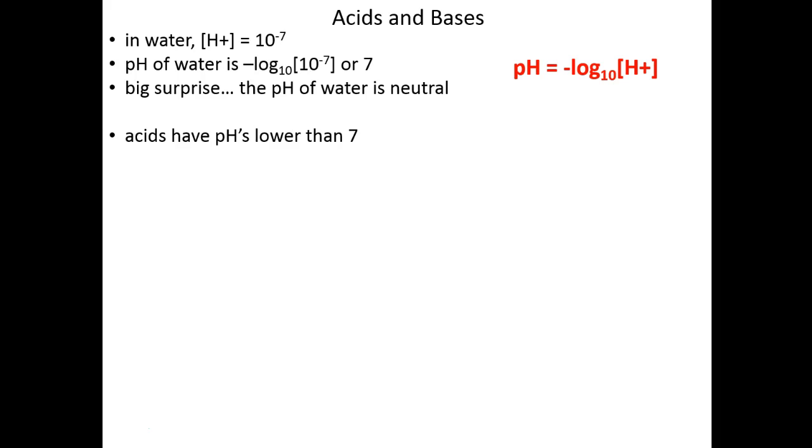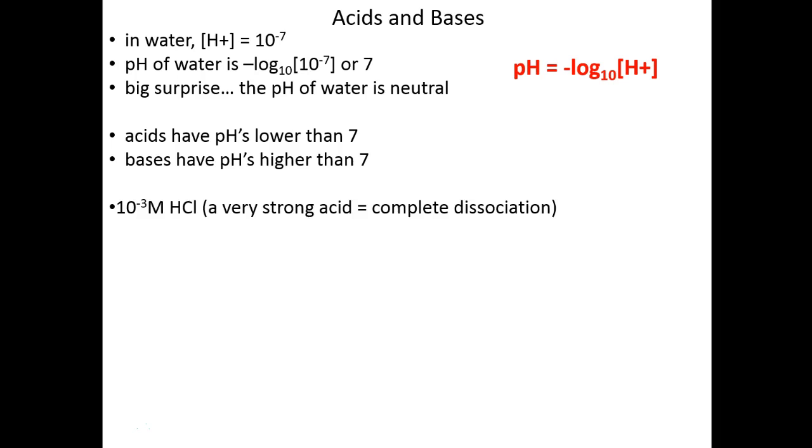Acids have lower pHs than 7 because acids dissociate more than water does. They give their protons up in higher concentrations. Bases have pHs that are higher than 7 because bases hold on to their protons much more. They like having protons. They'll accept protons. And so bases don't readily dissociate into protons, and so they have pHs that are higher than 7.